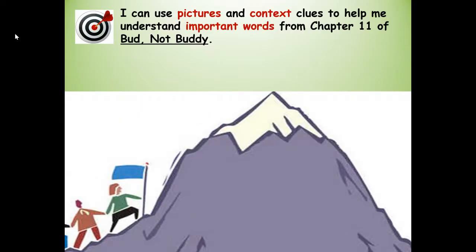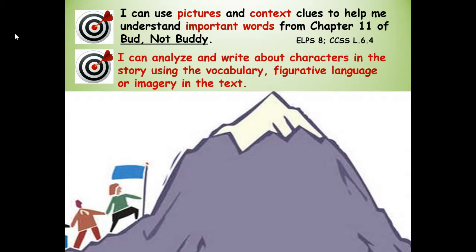So here are our learning targets. I can use pictures and context clues to help me understand important words from Chapter 11 of Bud, Not Buddy. Our other learning target is, I can analyze and write about characters in the story using the vocabulary, figurative language, or imagery in the text.